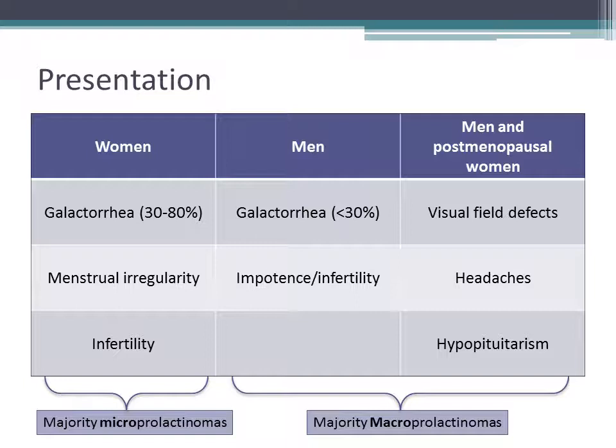Postmenopausal women have a similar presentation to men because they don't have periods to be interrupted with hyperprolactinemia, and they might also present with visual field defects and headaches just like men, including hypopituitarism as well.